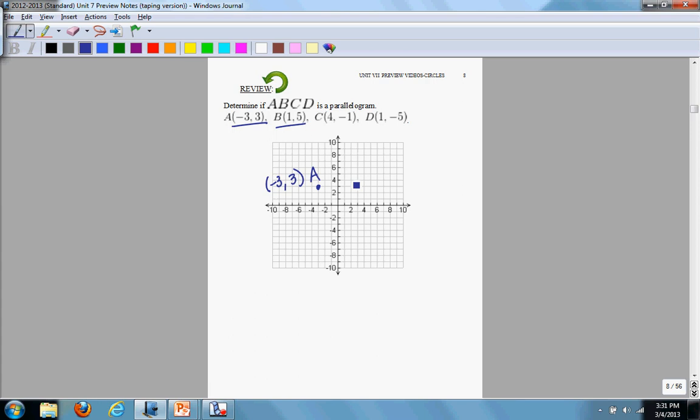B is at 1, 5. So over 1, up 5. C is at 4, -1. So 4, -1, that's C. And D is at 1, -5. So 1, -5, that's D. Now you want to close it up.